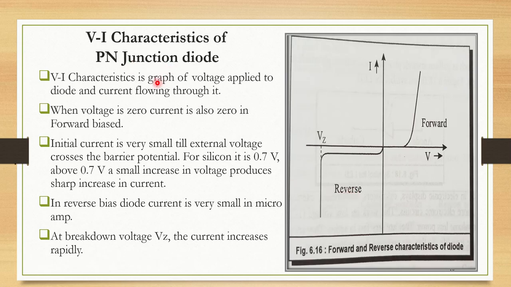So we have seen the characteristics of PN junction. Now we will see the application of these characteristics of PN junction diode. How it is used in forward bias, and how it is used in reverse bias, we will see that next.